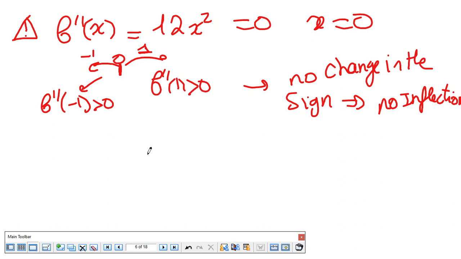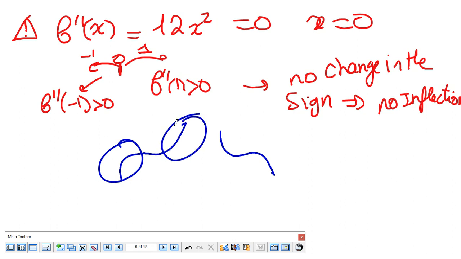So it cannot be an inflection point, as there is no change in the sign. For an inflection point, it should be concave up then concave down, or concave down then concave up. If the sign is not changing, so I don't have this change in concavity, it means this point is not an inflection point. So it means that not every time I have f double prime of x equal to 0, it is an inflection point. I need to check if there is a change in the sign.